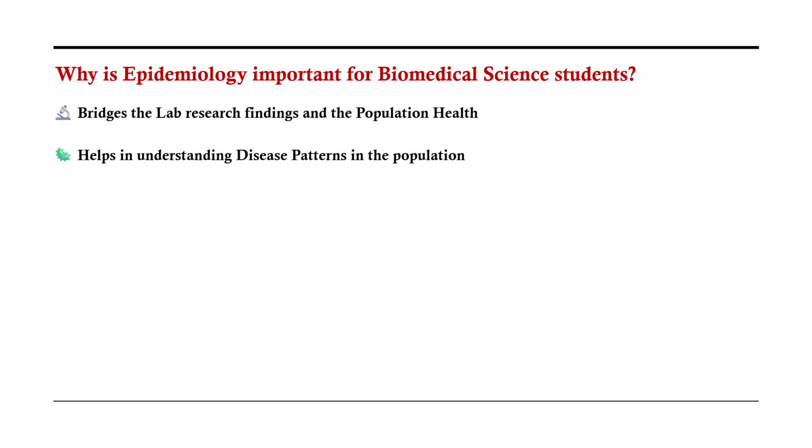Helps in understanding disease patterns in the population. What is the prevalence of disease? Prevalence means how many people are affected by the disease at that point of time. What is the incidence of disease? How many people are newly getting the disease? What is the trend of disease? Is it going up or going down? Positive trend or negative trend?